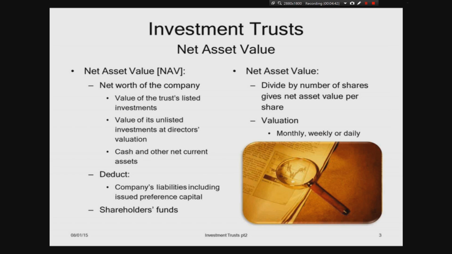All added together. Once you arrive at that figure, from the total is deducted the company's liabilities, including any issued preference capital. They're known as preference shares at their nominal value. The resulting figure is the asset value, or sometimes referred to as the shareholders' funds of the trust. It is the shareholders who hold the beneficial interest of an investment trust. So whatever its value is, that value is the shareholders'.